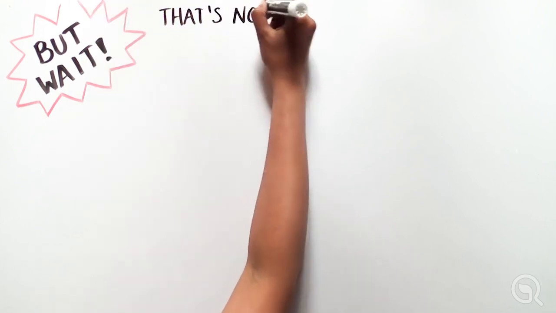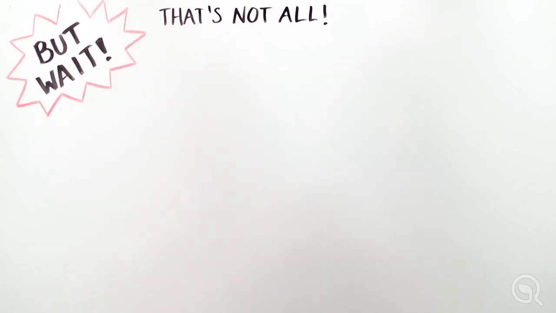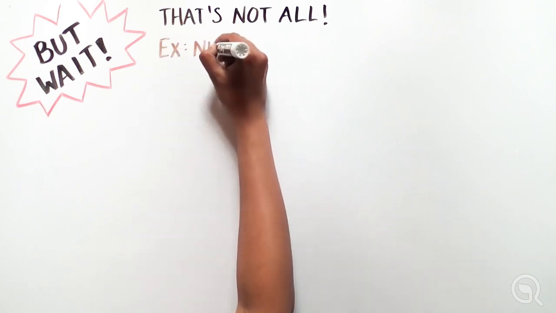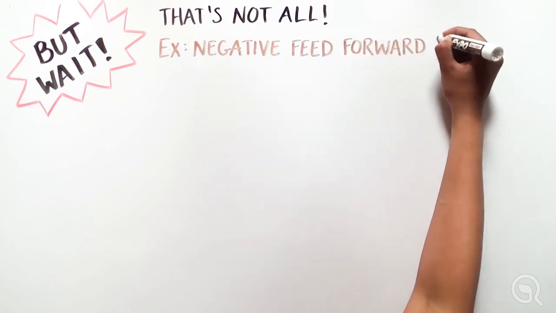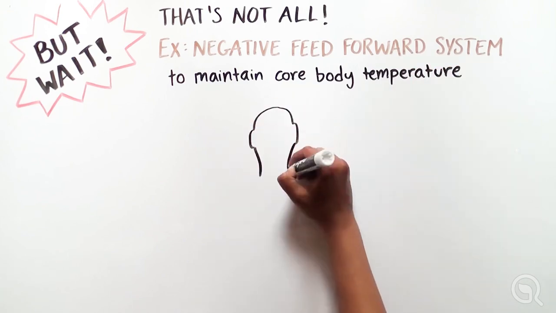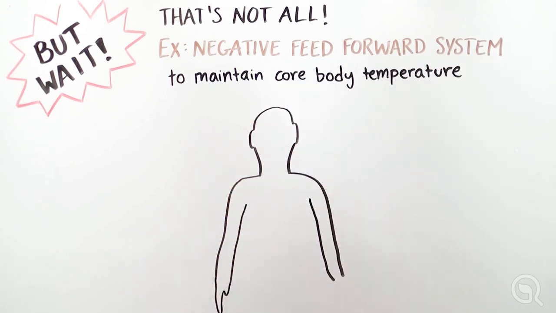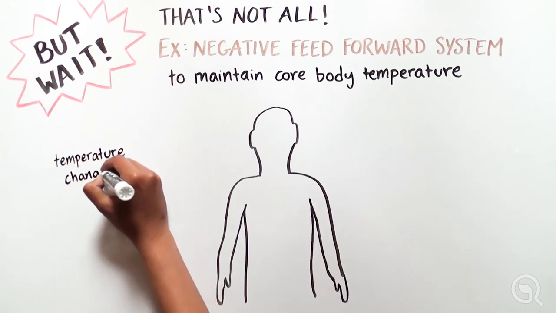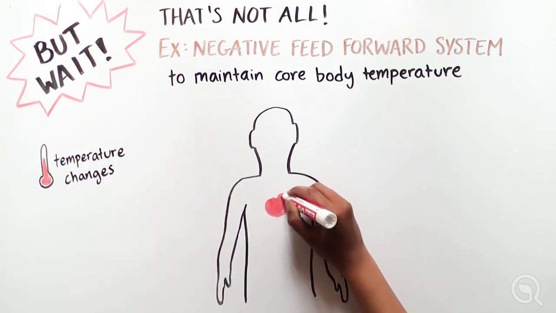But that's not all. Some forms of negative feedback can actually anticipate changes in a biological system, because simply turning certain biological processes on or off isn't enough to effectively maintain the set point. So our bodies have come up with a few additional clever tricks. For example, a negative feed-forward system. Here, the body is able to anticipate when a change is about to take place and make adjustments in advance to avoid large imbalances. A biological example is maintenance of core body temperature.